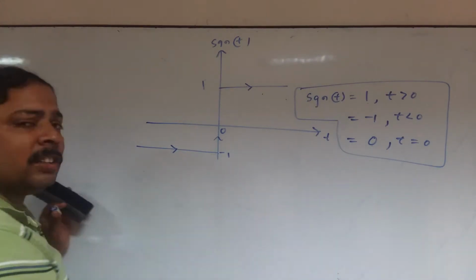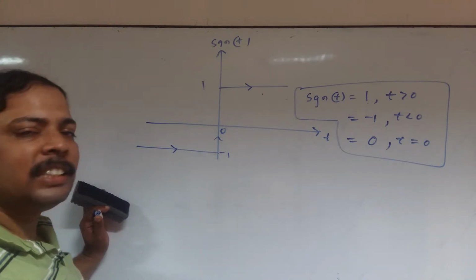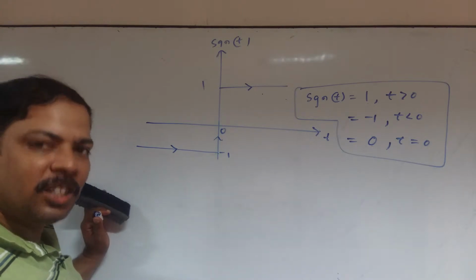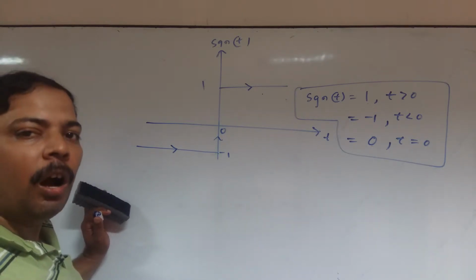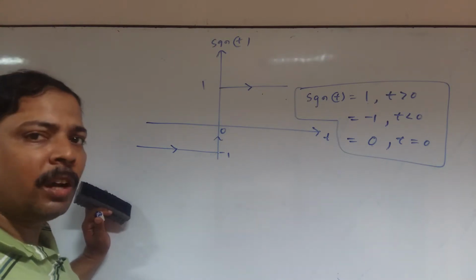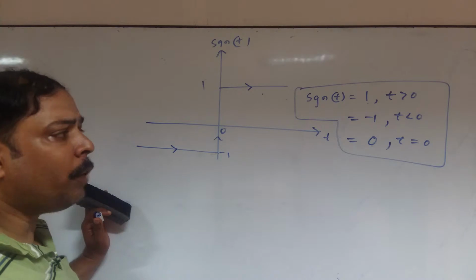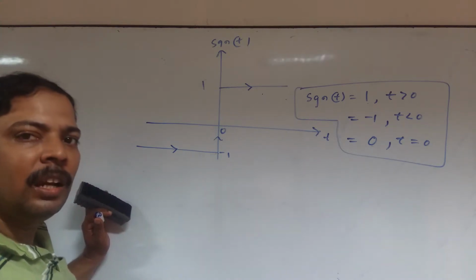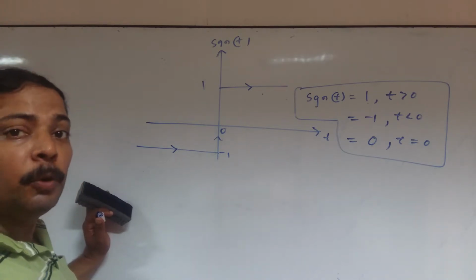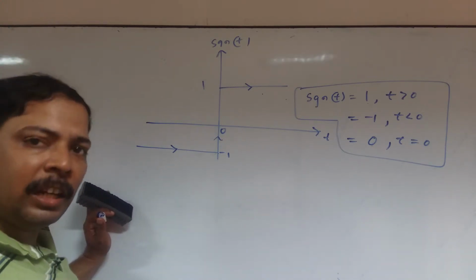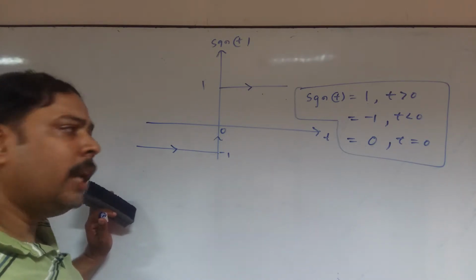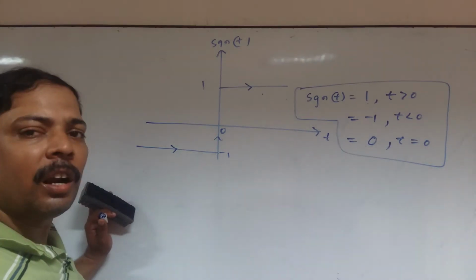Now, let us develop a relationship between this signum signal and the unit step signal. Once you know the relationship, it will be very easy to find the Fourier transform of the unit step signal. I will discuss this topic when I cover Fourier transform. If you want to find the Fourier transform of the unit step signal, it will be very easy if you know the relationship between the unit step signal and the signum signal. If you don't know this relationship, it will be very difficult. Anyway, that is the topic I will cover later.